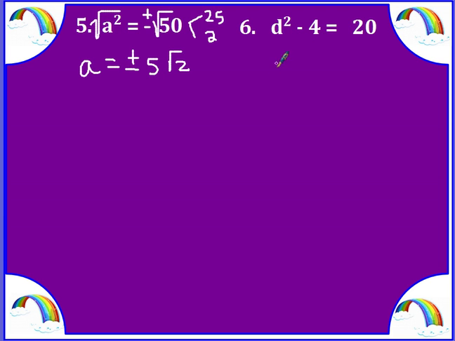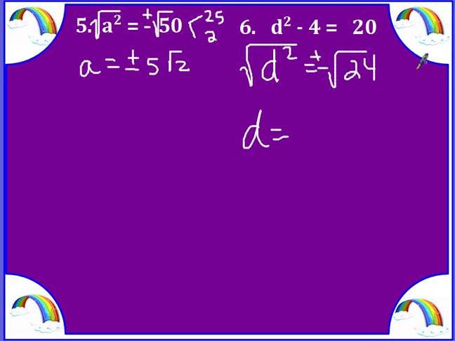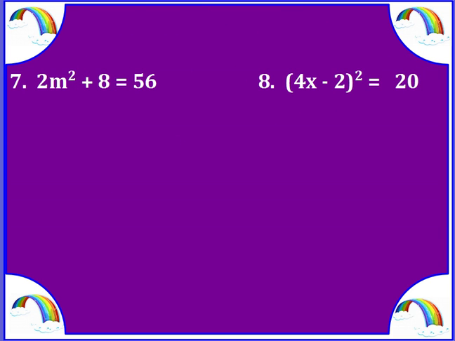Here we're going to add 4 to both sides. That gives us 24. We're going to take the square root, so positive and negative square root of 24. So our two roots, 24 breaks down into 4 times 6. 4 is perfect. So positive and negative 2 root 6. Let's take a look at a couple more.